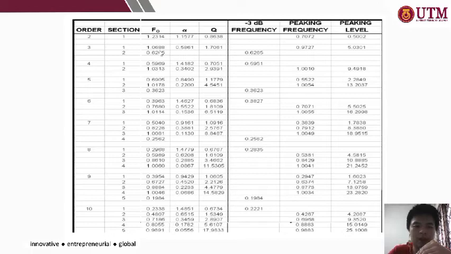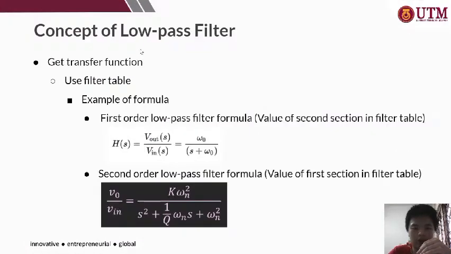And we also can refer to the f naught. So f naught is the frequency scaling factor, and we have also alpha. So alpha is nothing but 1 over q. So q is the quality factor. So you can try to use your calculator to calculate 1 over 1.7061. You will get this value. Once we already know the order and all of these values, we can start to get the transfer function.